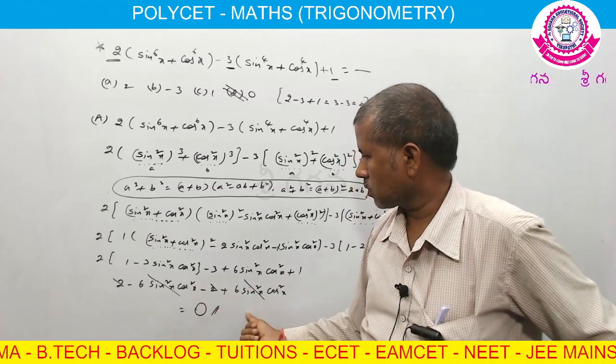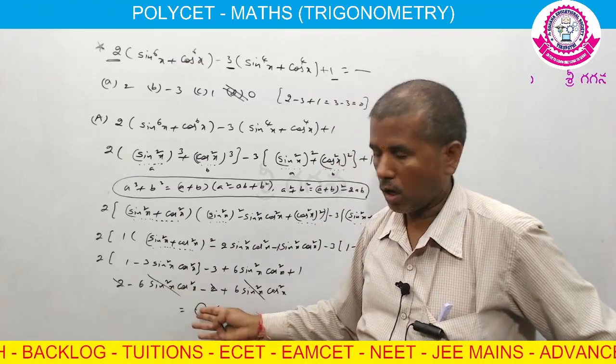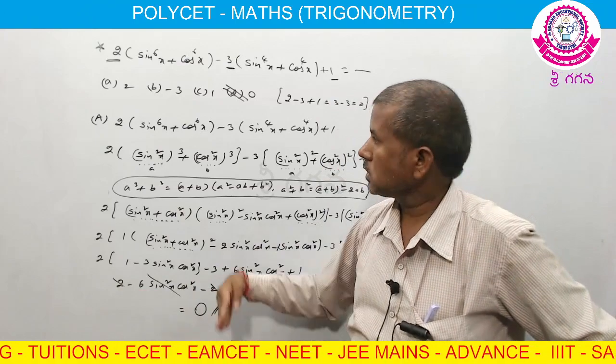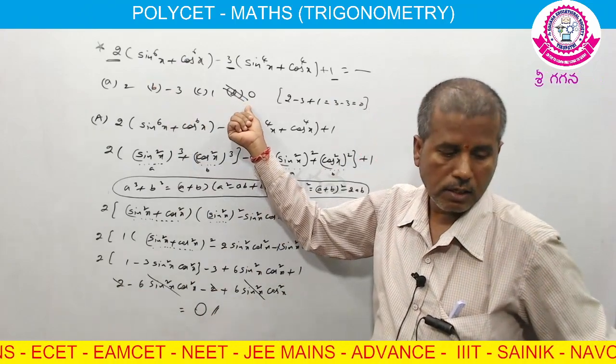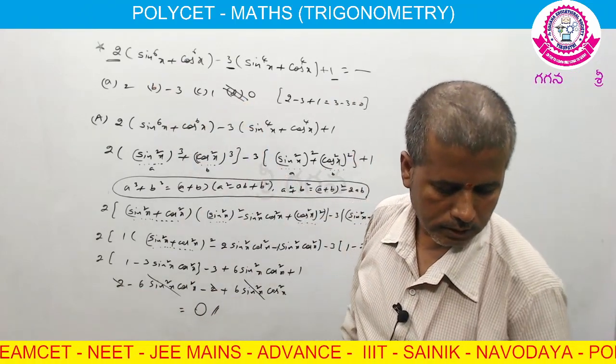6x square, 6x square, 2 minus 2. All are cancelled. We get 0. 0 is the answer. That means D is the answer. D is the answer. That's all.